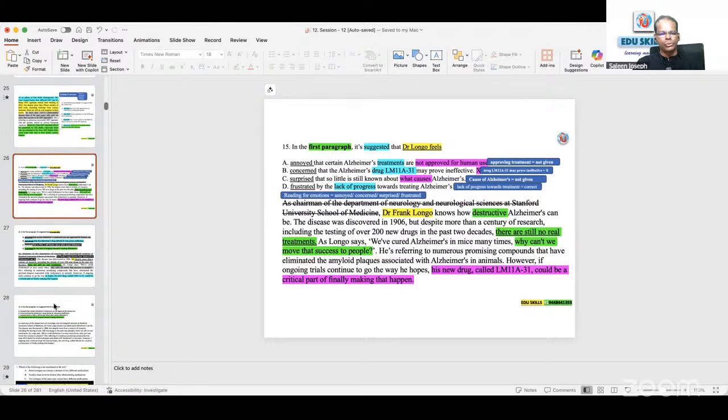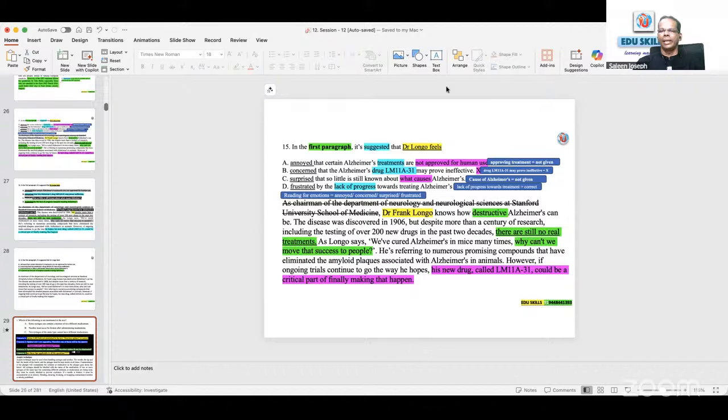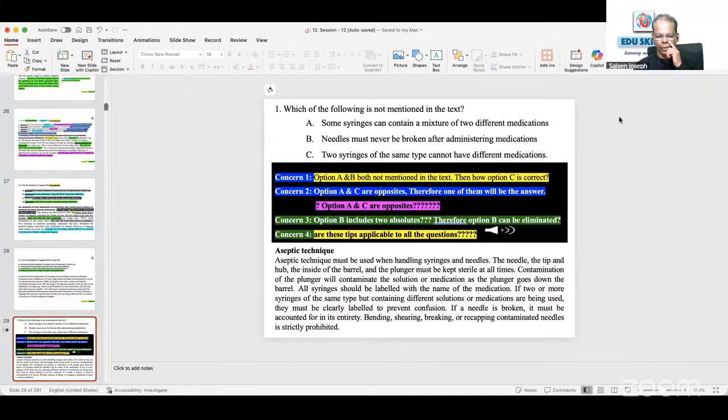Let's go back to the next concern. Okay, this is the next concern. All these are sent by some aspirants. Which of the following is not mentioned in the text? Concern is this, okay? You'll have to answer me. Concern is concern one, the doubt one. Option A and B both are not mentioned in the text. Then how is option C correct?